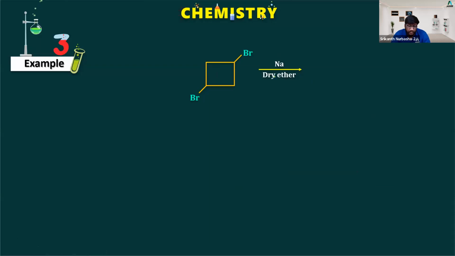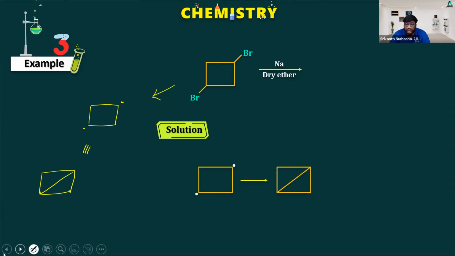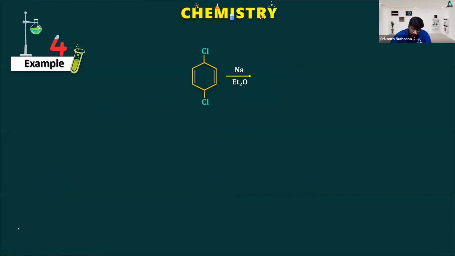Try to do it. What will you be getting? You will get this type of compound. The carbon-bromine bond is lost, and you get a free radical here. Those two free radical carbon atoms will now combine to form a compound like this. They are going to be fused, and you will generate a compound in this fashion. Try to do it here.